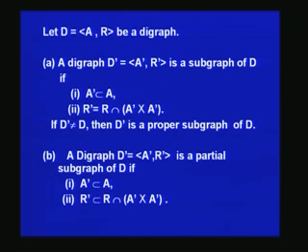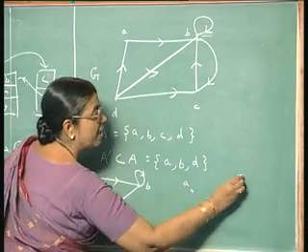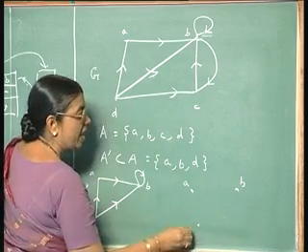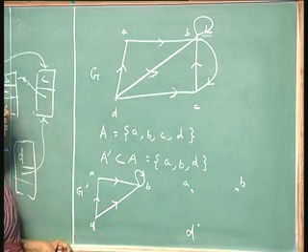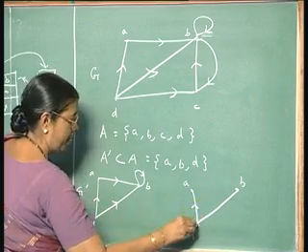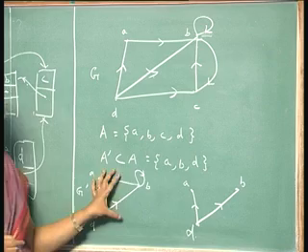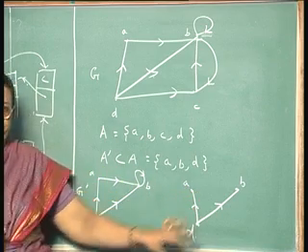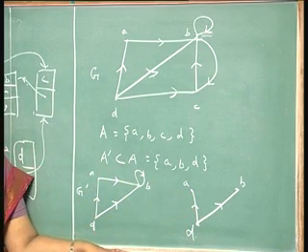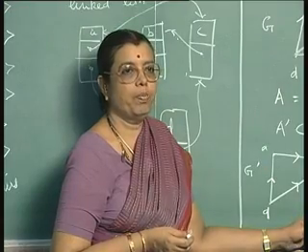The second one says when do you call it a partial subgraph. For example, here you may have A, B and D, but you may not have all the edges between them, you may just have some of them like this. This is a subgraph, this is a partial subgraph, according to this definition. Again, as I mentioned to you, the definitions vary from book to book.